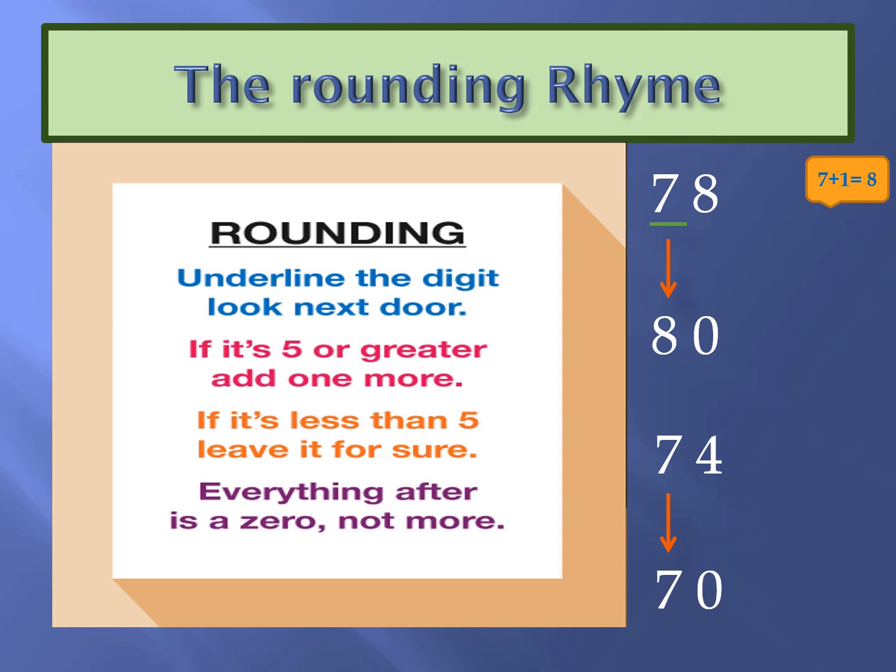Come on, repeat with me. Underline the digit, look next door. If it is 5 or greater, add 1 more. If it is less than 5, leave it for sure. Everything after is a 0, not more.